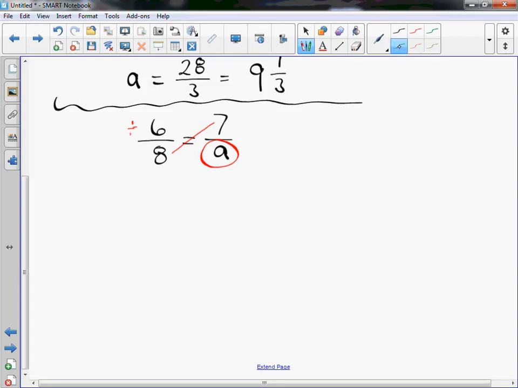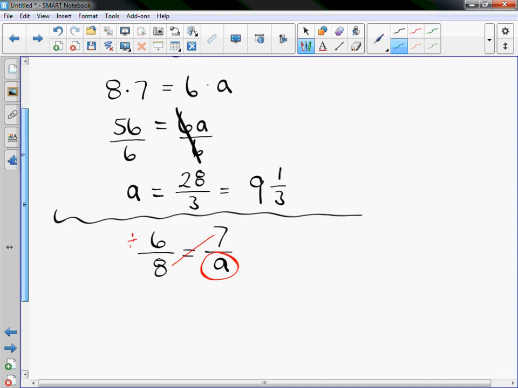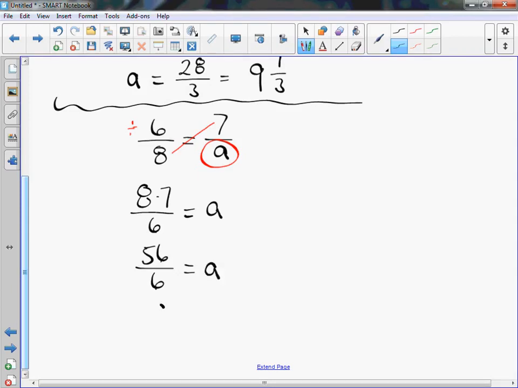It just depends on where your variable is, but as you'll see, this is the exact same steps we took up here. It just saves us from writing down one of the steps. Because we did 8 times 7, and then we ended up taking 8 times 7 and dividing it by 6. So this just saves you one step. So 8 times 7/6. And as you can tell, this gets us right back to where we were, which should end up being 28/3.